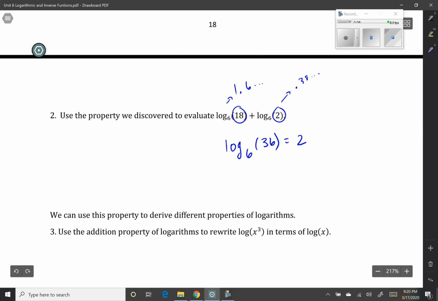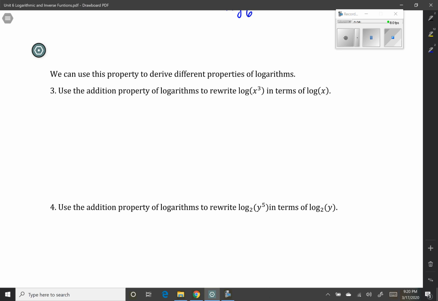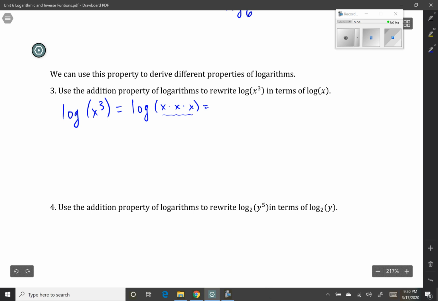So let's take a look at another property. All right, so we can use that property we already know to derive a new one. So the same addition property, I can say, well, if I have a common log of x to the third, well, that's the same thing as the common log of x times x times x. What we just found out on the previous examples is when I multiply here, I can rewrite that as 3 separate logarithms all added together.